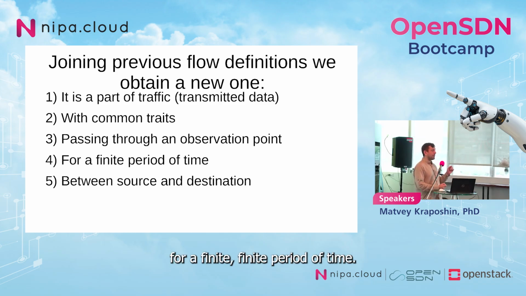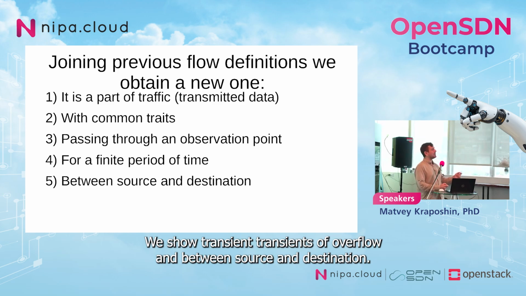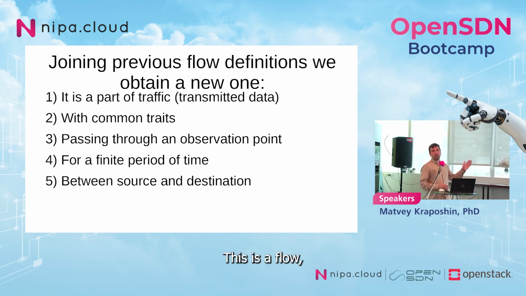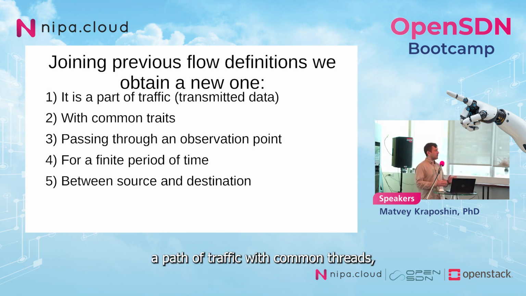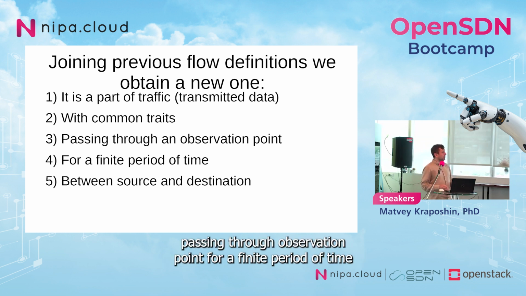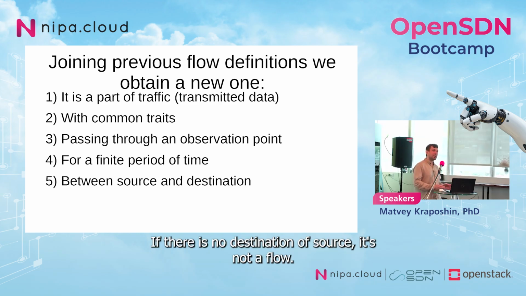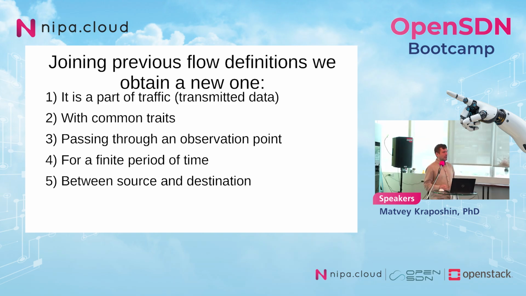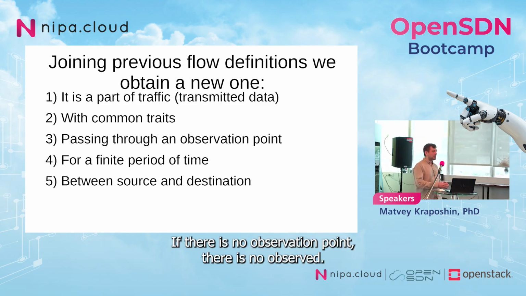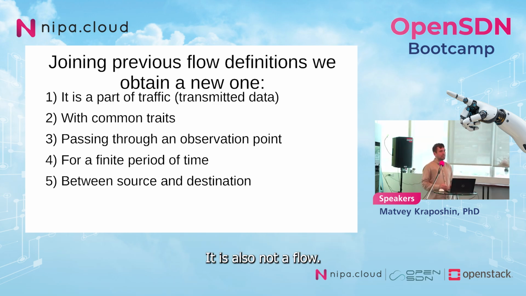For a finite period of time, we show the transientness of a flow, and between source and destination. This is a flow: a part of traffic with common traits, passing through an observation point for a finite period of time and between source and destination. If there is no destination or source, it's not a flow. If it's not transient, it's not a flow. If there is no observation point, there is no observer, it is also not a flow.